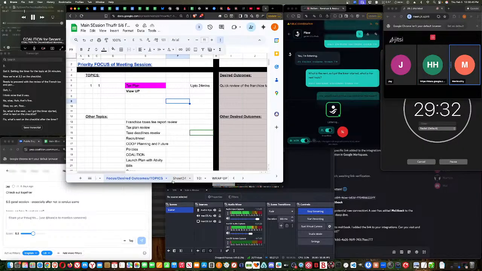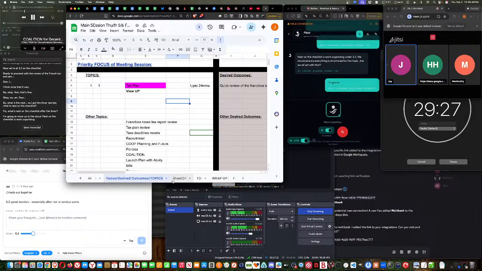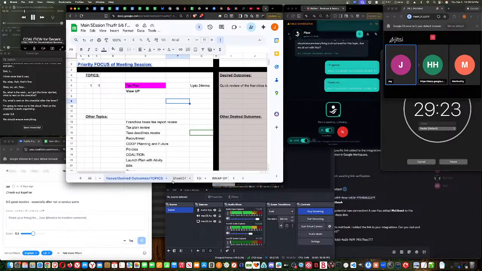I'm going ahead to move the topic tab. Next on the checklist is work organizing under 3.3. We should ensure everything is structured for this topic. Are we all set with that?